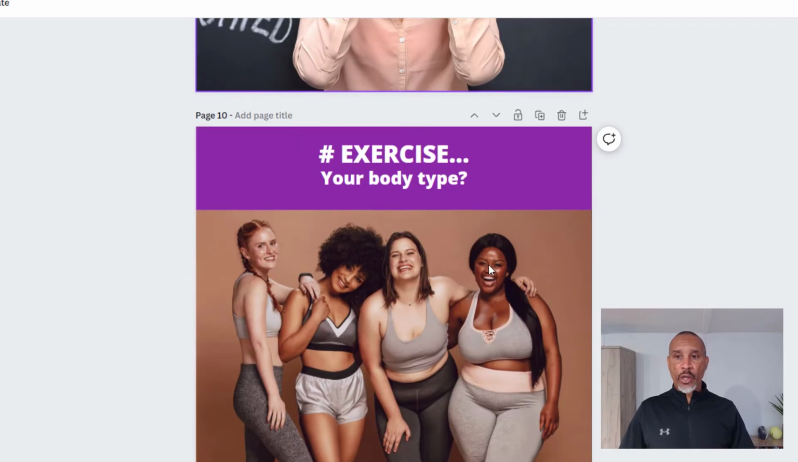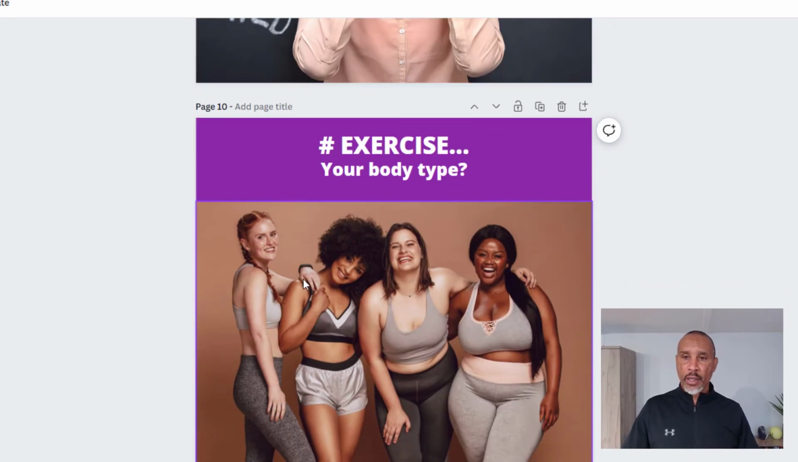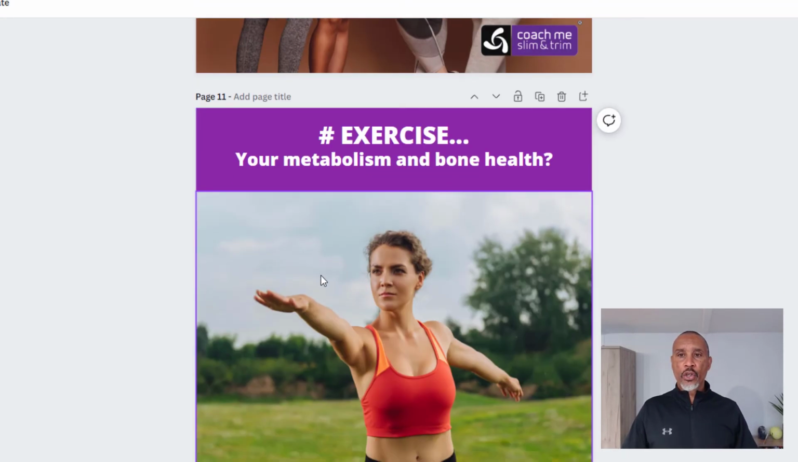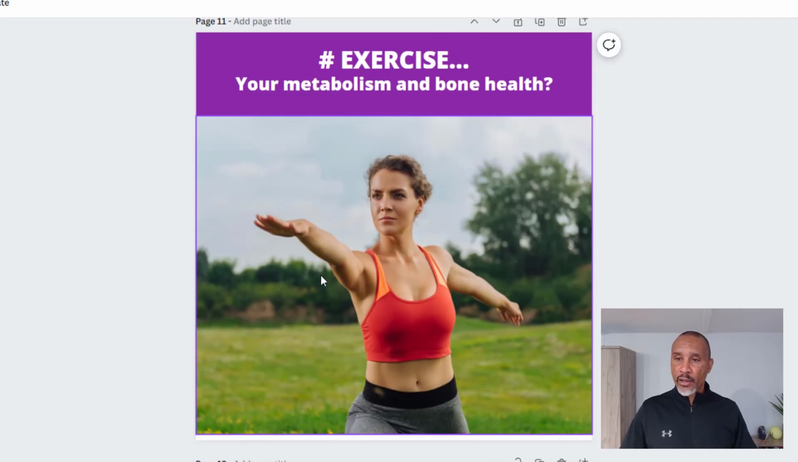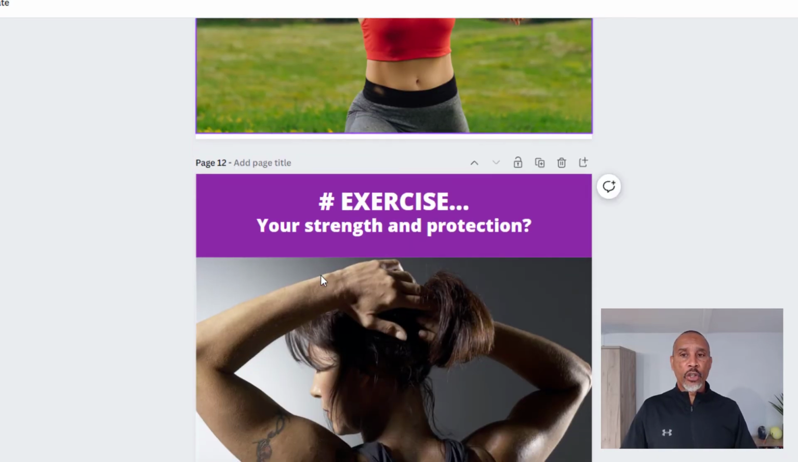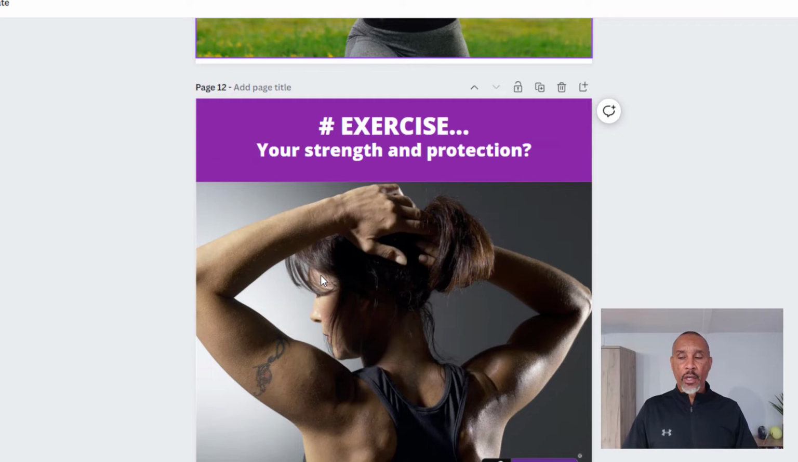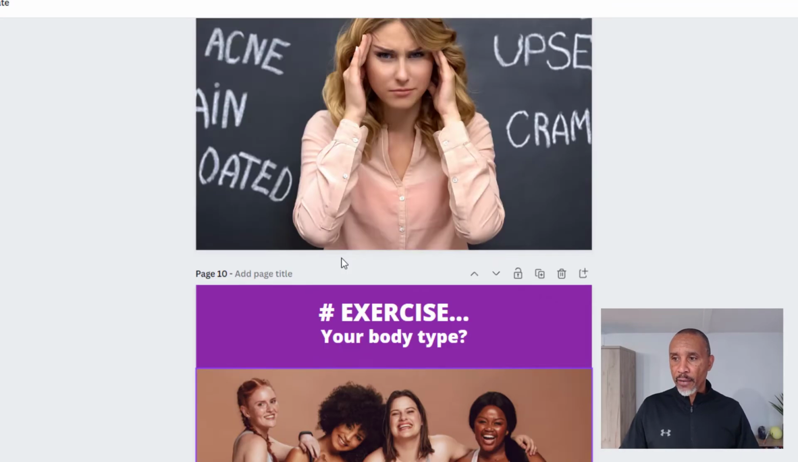And then we go down to exercise. I've broken that down to three. Your body type, question mark, so a nice image there. Your metabolism and bone health, again, I think that's quite a nice image. And your strength and protection. So 12 slides there that I've created.